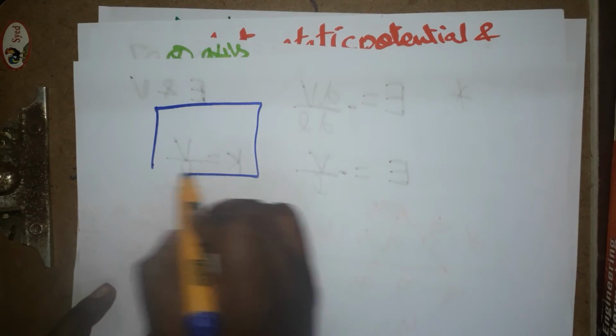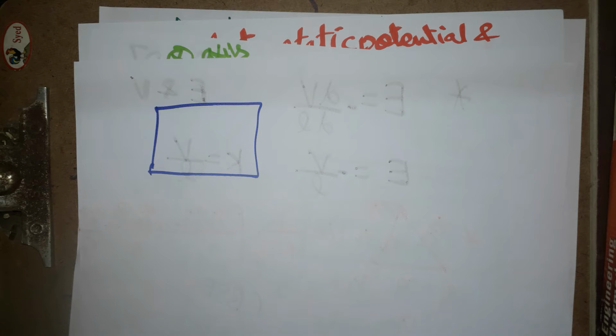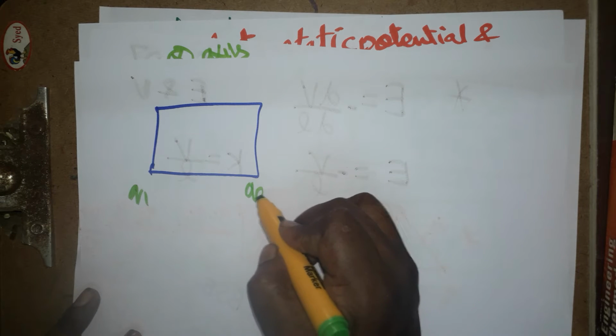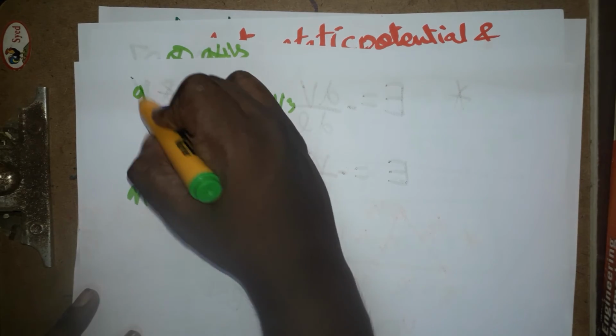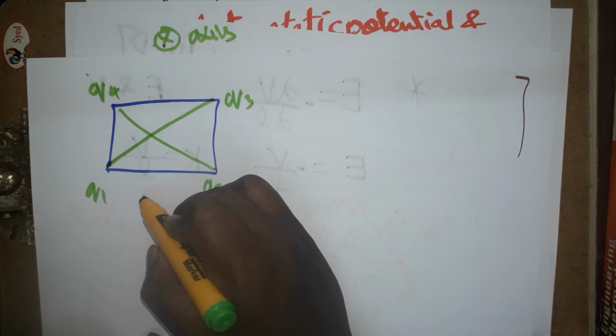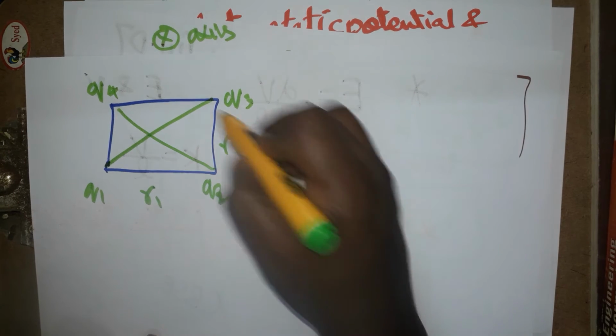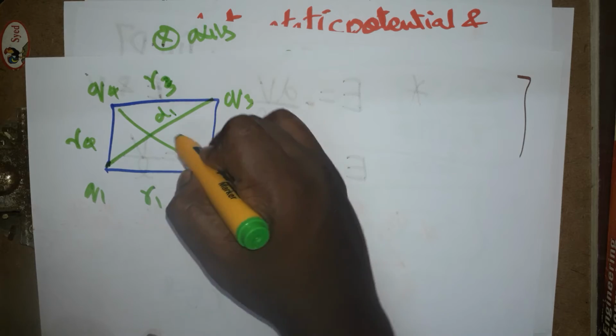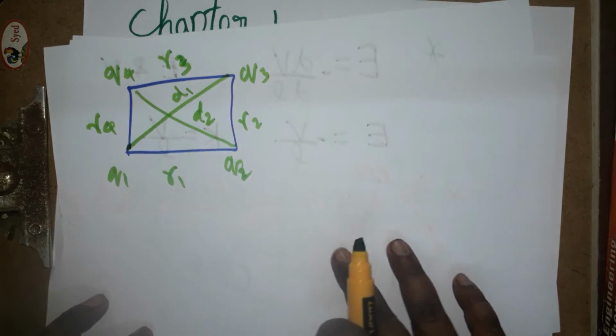The next thing, a rectangular system: how much energy is required to place this kind of system? It's also a very important system. Q1, Q2, Q3, Q4 are like this. You also have to take the diagonal sides. I have taken the sides R1, R2, R3, R4, and the diagonals D1, D2. Now what is the net energy required to place this kind of system?